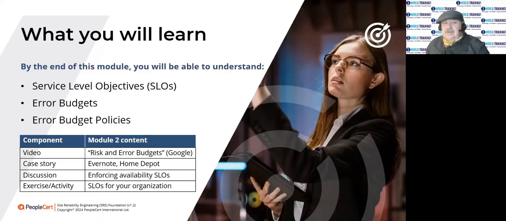The discussion will center around enforcing availability SLOs. Like I mentioned before, there are various kinds of reliability targets, and availability tends to be the most important one, so that's a good one to talk about in some depth. And there'll be an exercise to think about what the SLOs you might want to have for your own organization are, and generally how you would go about determining what the SLOs are for your applications or your organization. So a little bit of how-to in that context.